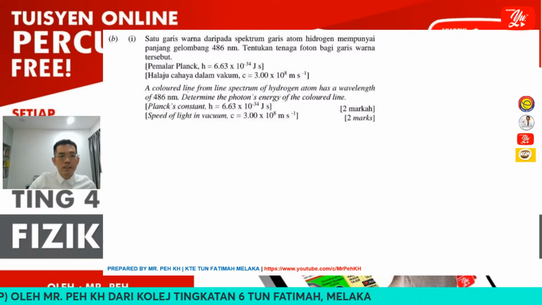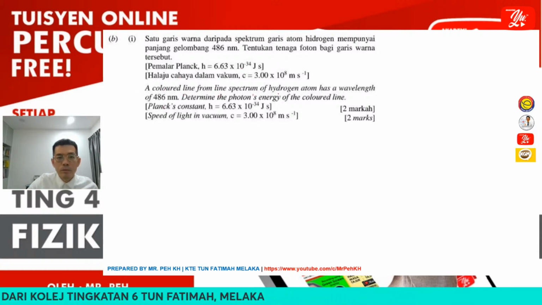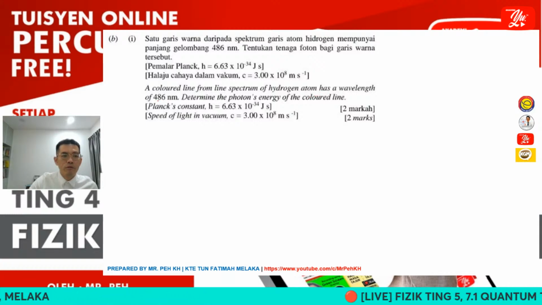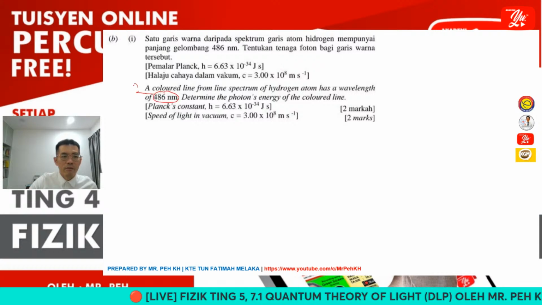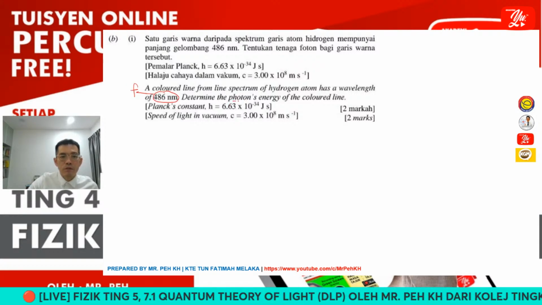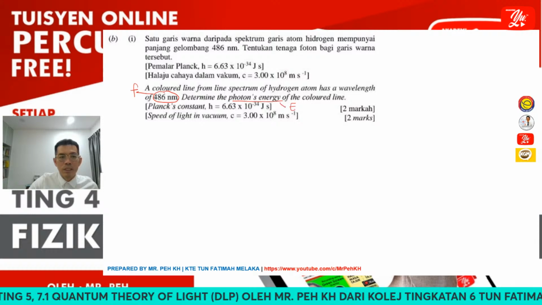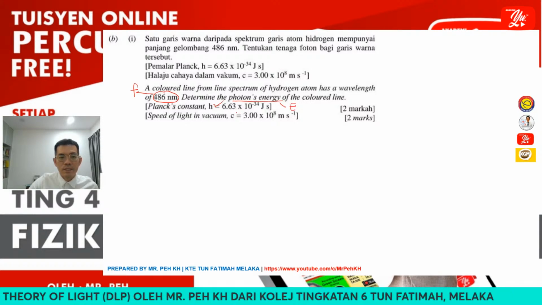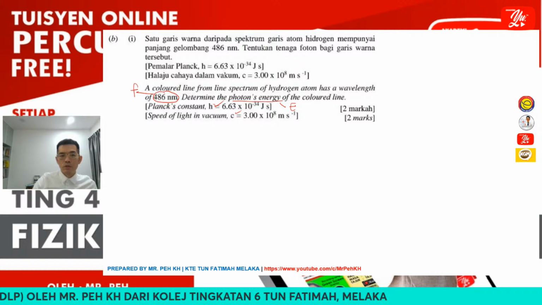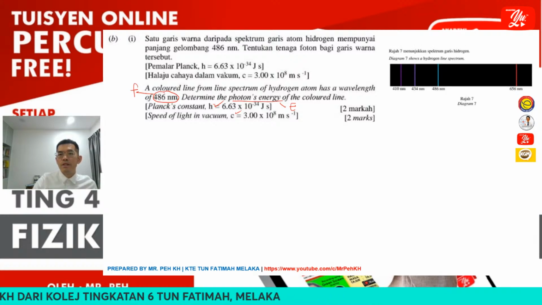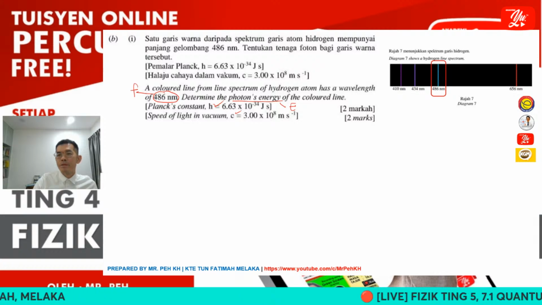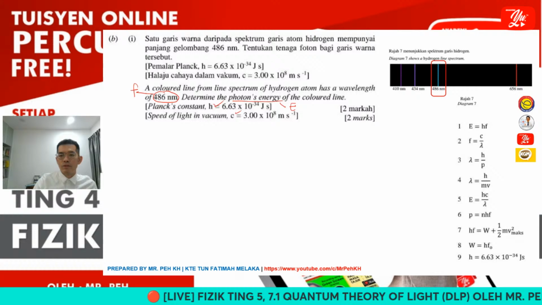Okay, so here will be the calculation question. A color line from the line spectrum of a hydrogen atom has a wavelength of 486 nanometer. So here the question gives us the value of lambda. Determine the photon energy. That means the question asks you about E. Okay, so h and c are given already. The 486 nanometer refers to the blue color light, the blue color line in the line spectrum.